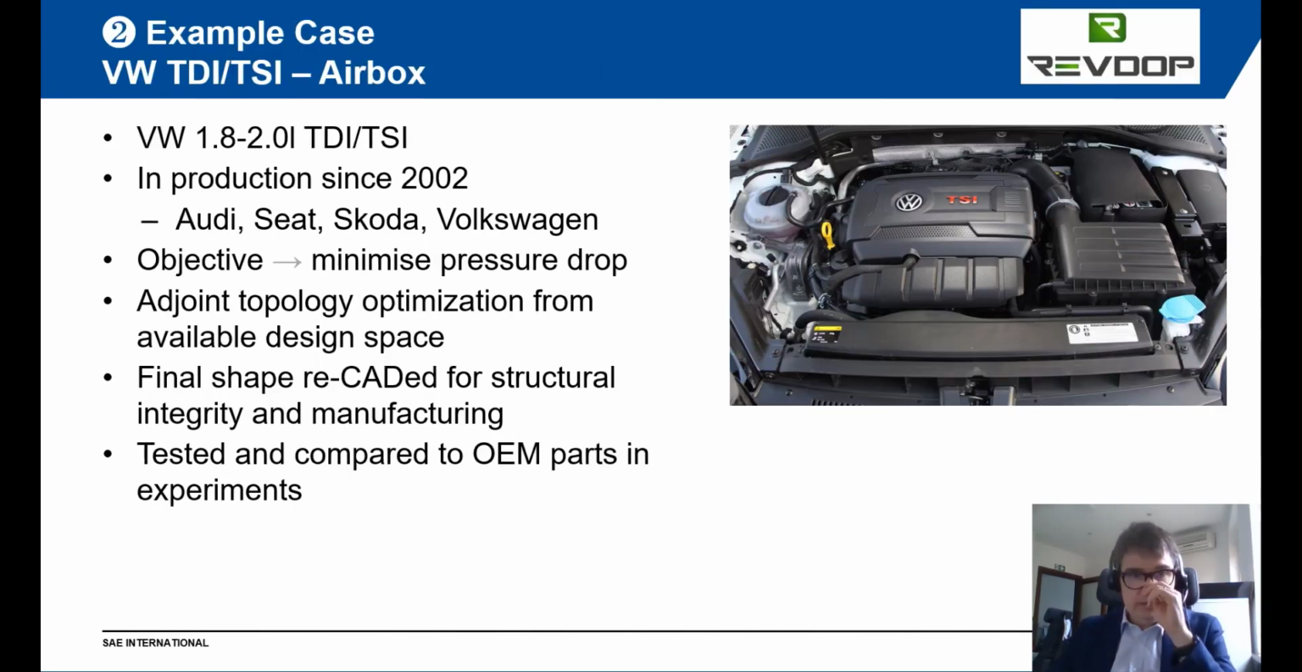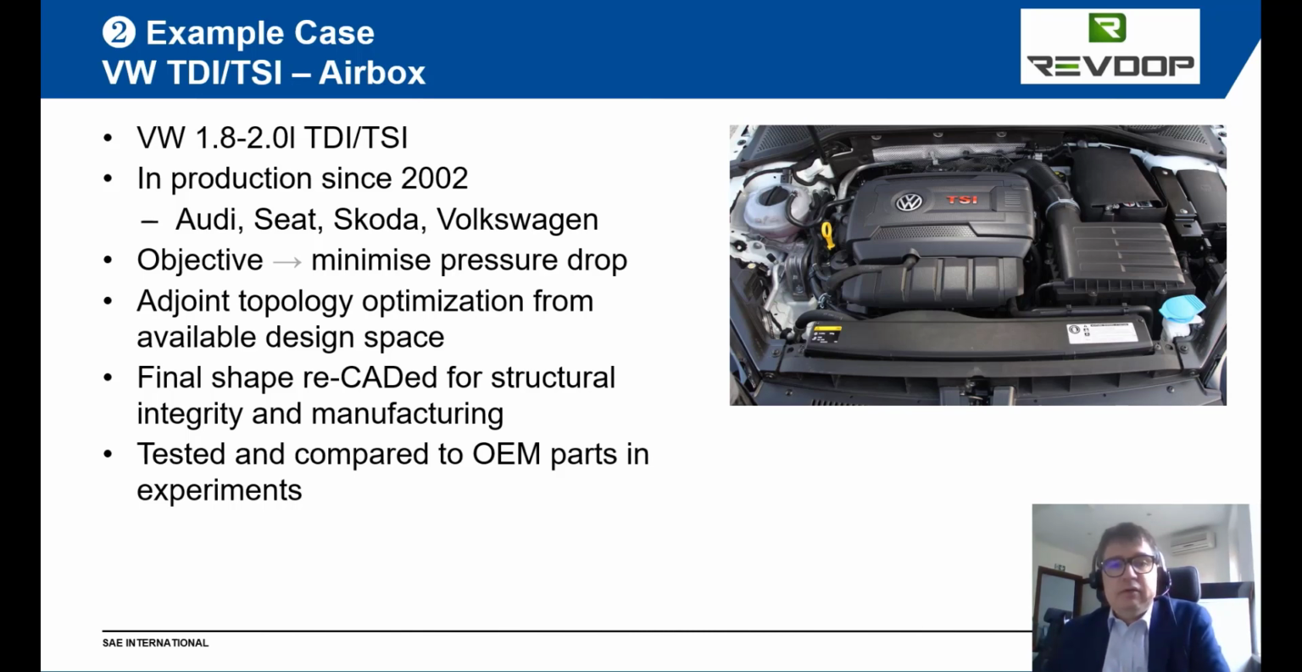Let's have a look at a real life example done by RevDop in Germany. They took basically an airbox from a VW 1.8 2.8 liter TDI TSI engine, and they took the real airbox and scanned it, and then we did the optimization. This engine has been in production since 2002 on different models like Audi, Seat, Skoda, and VW. The objective was to minimize the pressure losses.